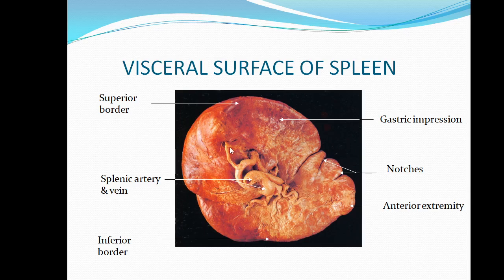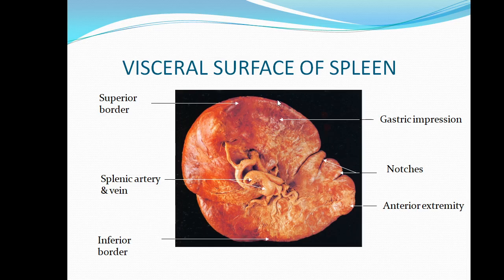This hilum shows multiple openings here, and these openings are because of the passage of the branches of the splenic vessels. Here you can see the splenic vein. This is the splenic artery. Here you can see. Now, the area above the spleen. This is the gastric impression.